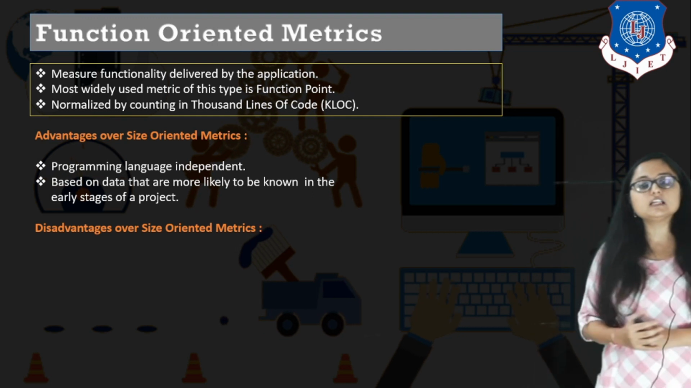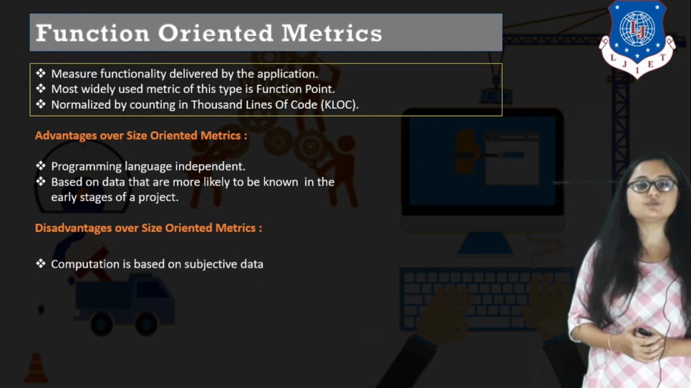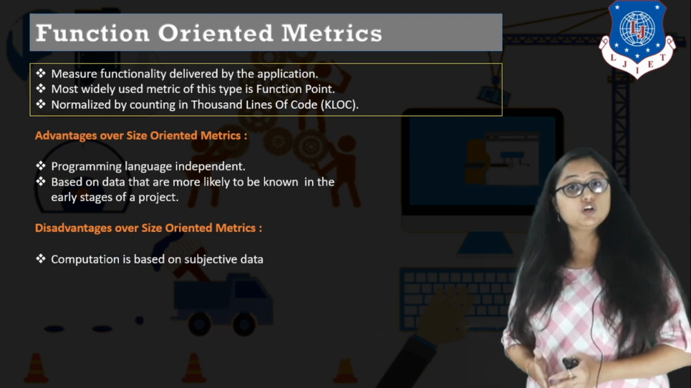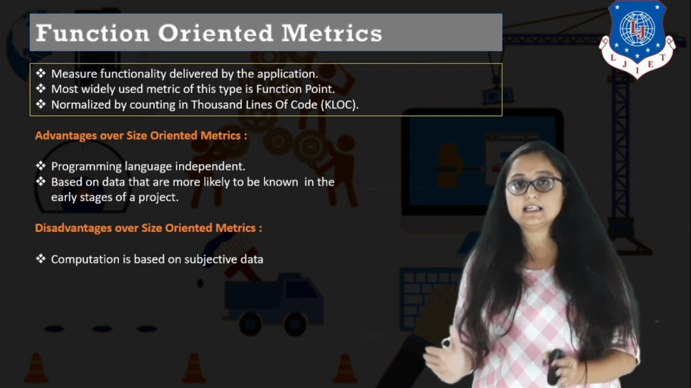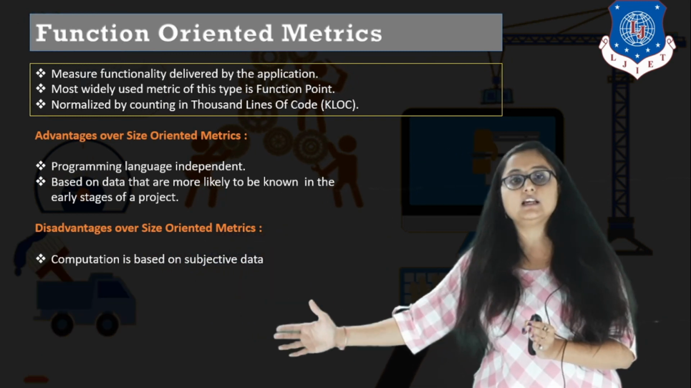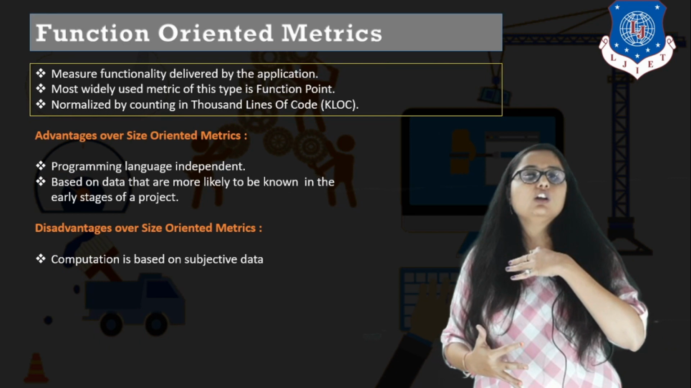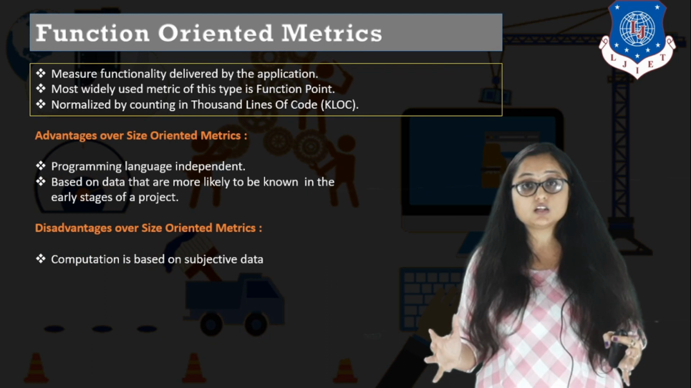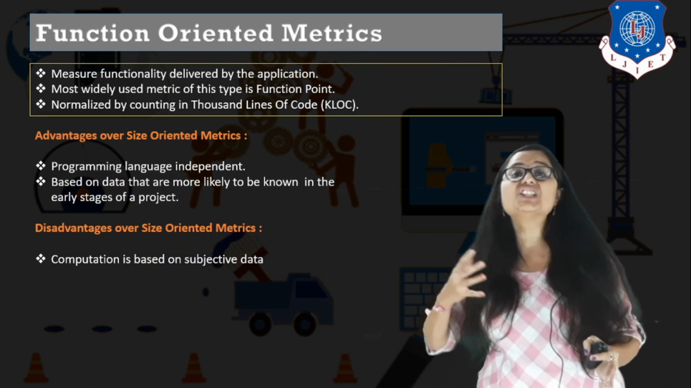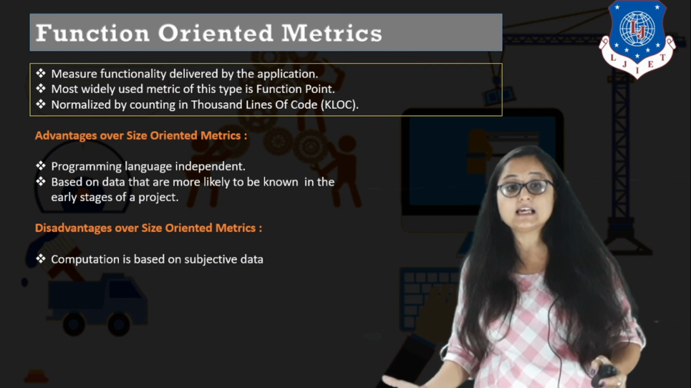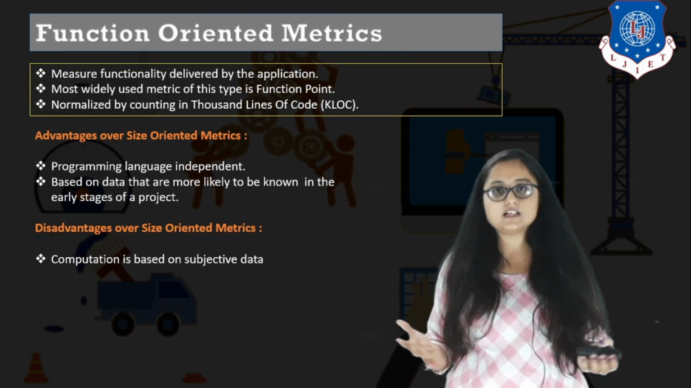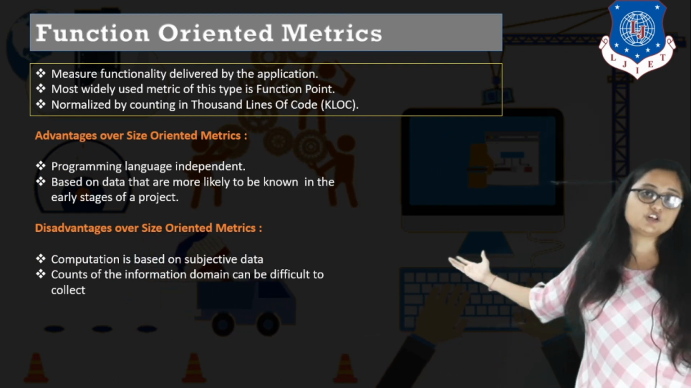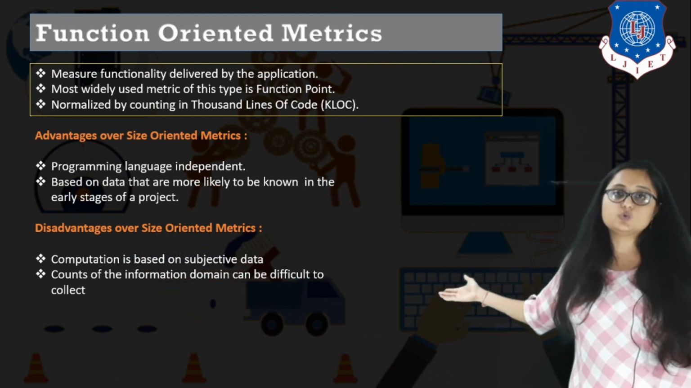Now what are the disadvantages of function oriented metric over size oriented metric? The first is computation is based on subjective data. Very important. Function oriented metric is an indirect metric. It does not use directly any measure. It uses lots of data, and based on that data you will get a number. But all the data that you are using for achieving that number in function oriented metric, every data is subjective, right? That is not directly measurable. So you can have a debate over whether the function oriented metric data or the value, is it correct or incorrect, right?